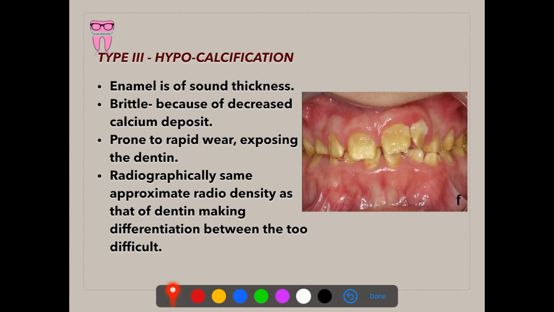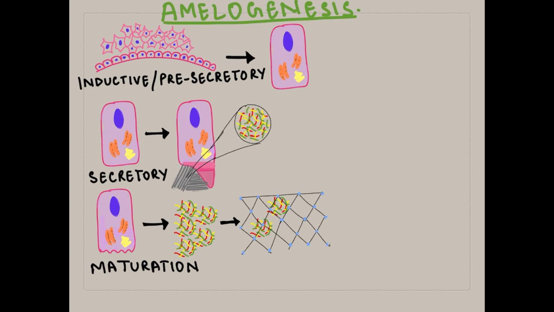It is brittle because of lack of calcium. It is prone to rapid wear, exposing the dentin. Radiographically, it has approximately the same radiodensity as that of dentin, which is not normal. Since there is poor calcification, you cannot differentiate between enamel and dentin radiographically. And as you can see, since there is improper calcification, the resultant enamel is so defective that it appears as dentin.